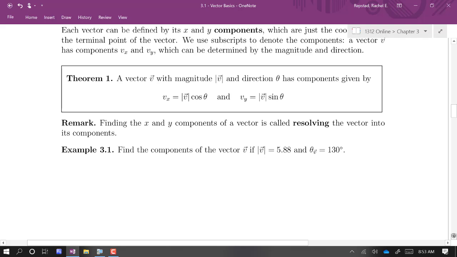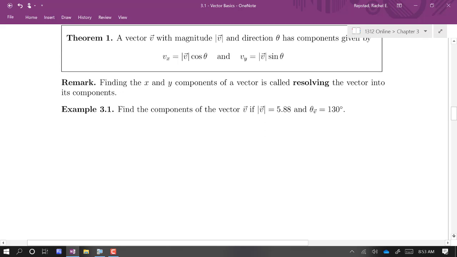We're going to find the components of this vector that has a magnitude of 5.88 and an angle of 130. A lot of the time when I'm starting a vector problem, I just quickly sketch the vector. It doesn't have to be super accurate, just roughly accurate, mostly because I want to place it in the right quadrant. So this is maybe about 130 degrees, at 5.88 magnitude. By looking at this, I know that Vx ought to be negative. The x component should be negative, the y component should be positive.